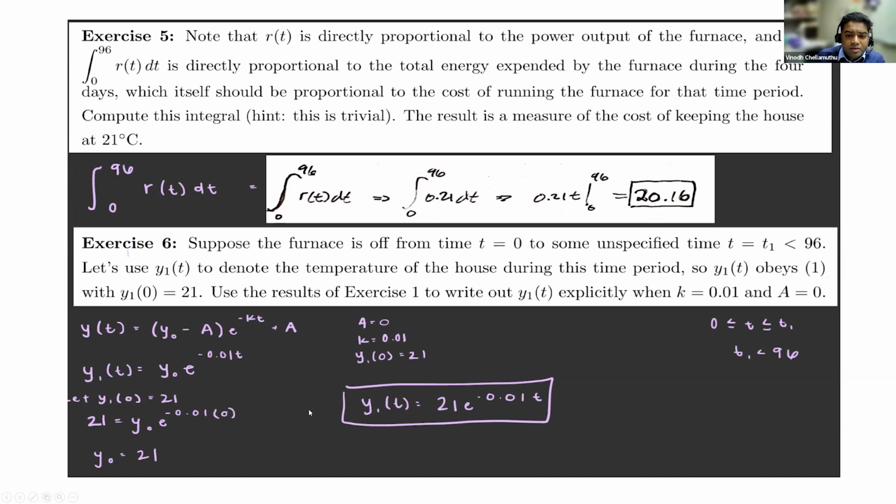Now comes the assumptions. Up to exercise 5, it is just like leaving it on. The second scenario is what happens if you switch it off and then turn it on before 96 hours. That's what exercise 6 means. So we are assuming there should be some time T1 before 96 hours when the furnace thermostat should turn on, so that when they come back, it should have 21. That's what the goal is.